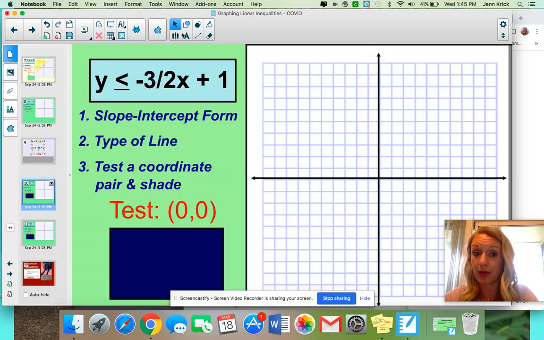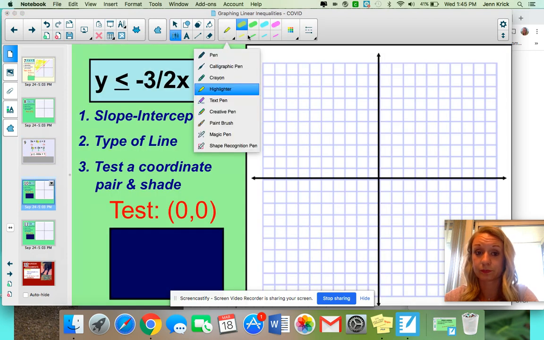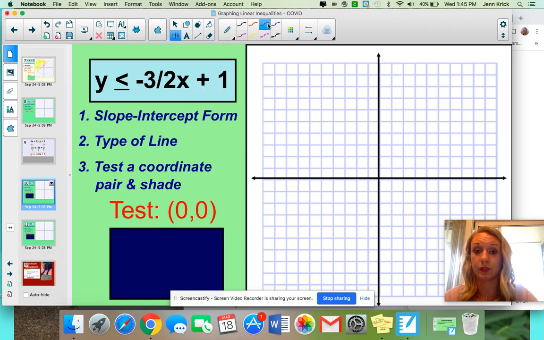So let's go ahead and plot my y-intercept. Sorry, this is taking so long. All right, so we're going to start with 1 here. And then I know that my slope is negative 3 over 2. 1, 2, 3 over 2. I've got 3 points on there, so I can pretty much connect with the line at this point.